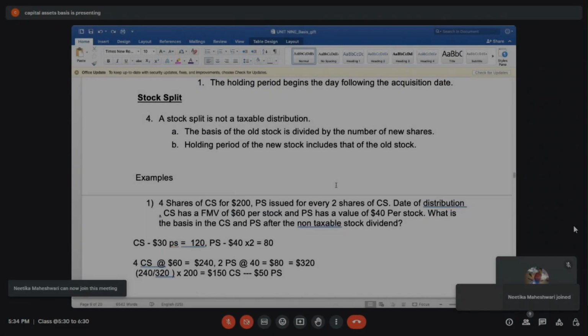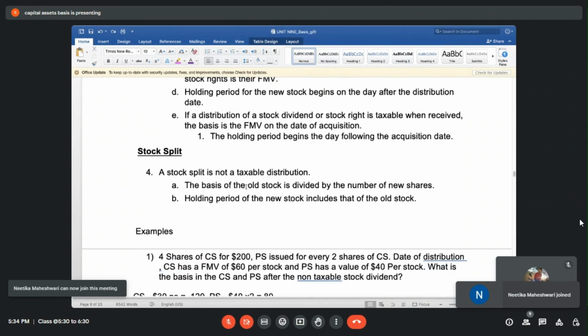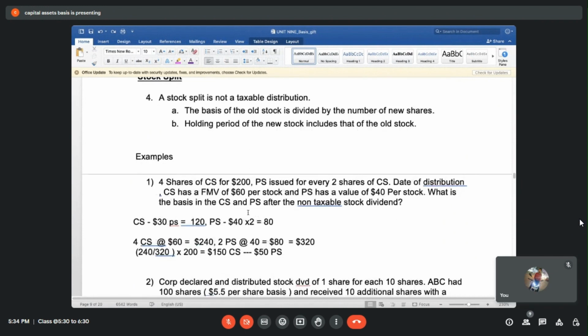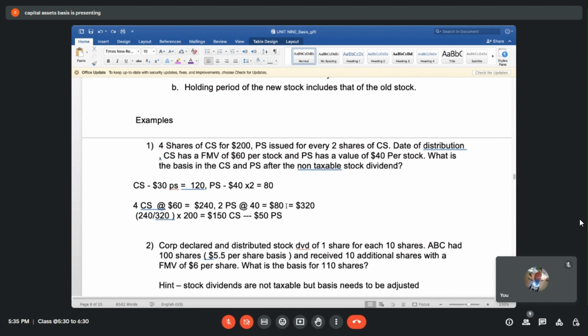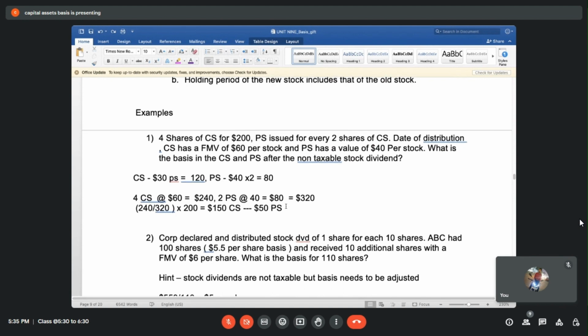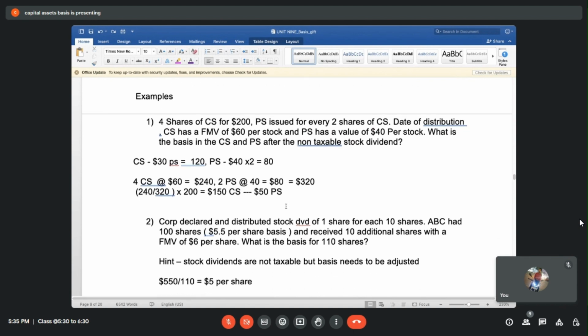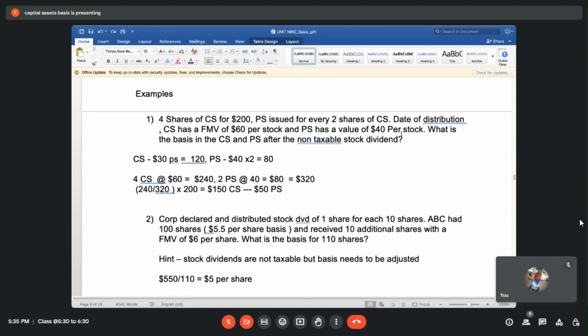We did all these examples last time, right? If there is a stock split, how do we allocate the basis to all the stocks? Or if there are more stock dividends issued, and if it's a non-taxable transaction, we need to make sure that the basis is adjusted. We need to go with the FMV as the golden rule. What was the fair market value of the original stock when the new shares were issued or given as dividend? And what is the value of the dividend stocks?